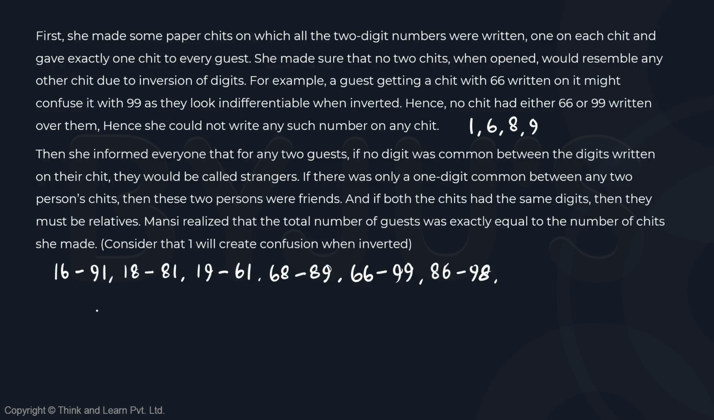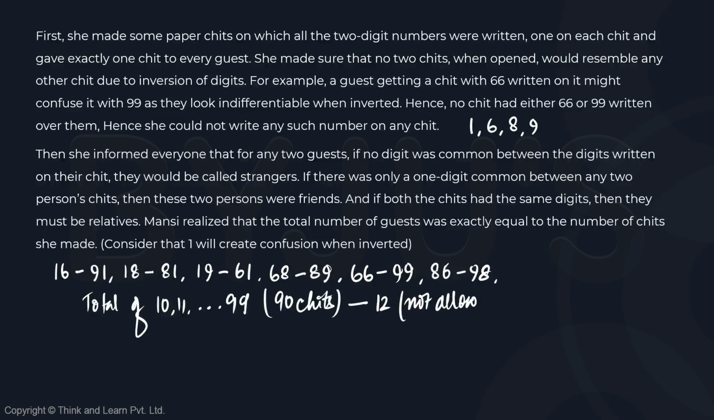And there are a total of 10, 11 and so on up to 99, which are the total number of chits, which is 90 chits that she should be writing. But she doesn't write a total of 12 chits, not allowed, or let's say not permissible. So that means she ends up writing a total of 90 minus 12, which is going to be 78. So 78 permissible chits are there.